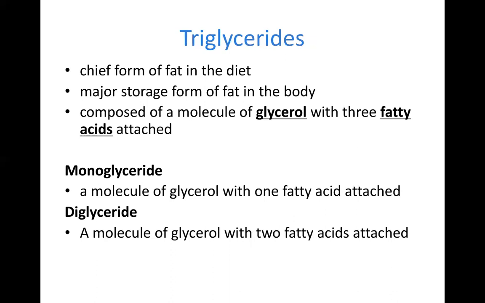A monoglyceride is 1 fatty acid and a glycerol, and a diglyceride is 2 fatty acids and a glycerol. It is possible to have mono or diglycerides in food, but triglycerides are more common. Also, when we consume triglycerides, our body can break them down into di or monoglycerides.